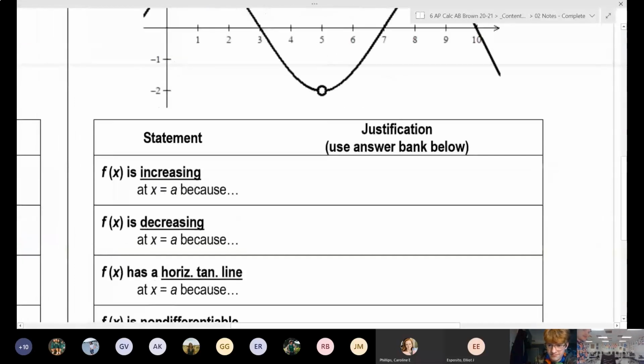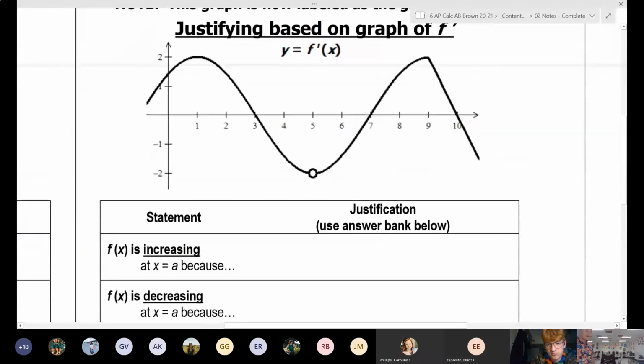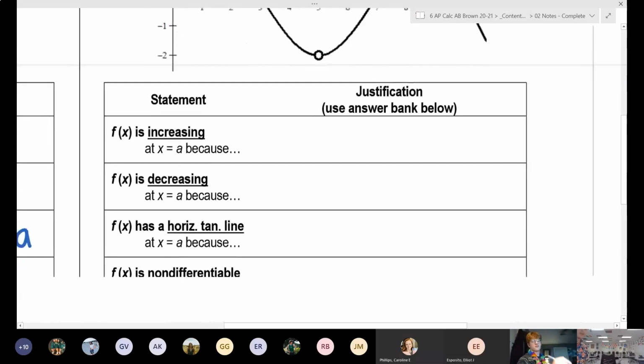So then on the other side of this, I took the numbers off of this so we can just talk about how we would justify our answer. If I give you the graph of f prime, you want to justify your answer using f prime. So this is actually going to look very similar to what we just wrote down.